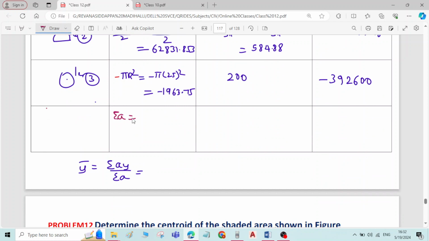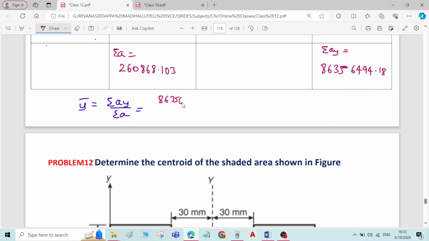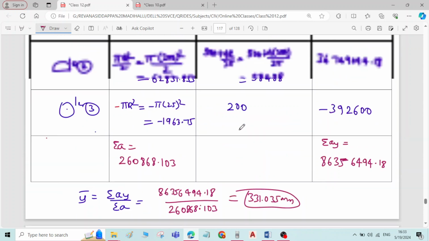Then you calculate the total area. Total area is equal to 260,868.103. Then sigma AY is equal to 86,356,494.18. Therefore y bar is equal to 86,356,494.18 divided by 260,868.103. The answer is 331.035 millimeter. So this completes the problem, where y bar is equal to 331.035 millimeter and x bar is equal to 200 mm.